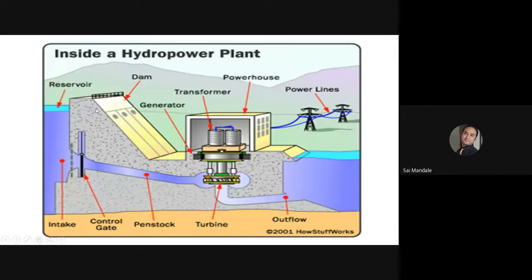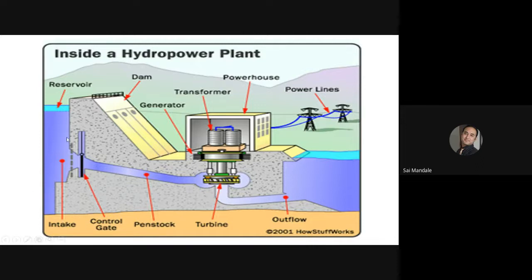The dam is made up of a concrete structure which is used to prevent the flow of the water from one area to another area. Next, the sluice gate or intake. The intake is connected to the penstock and it has the opening through the control gate. So the intake is a passage to move the water into the penstock through the control gate.